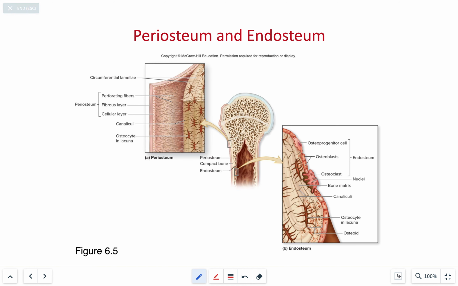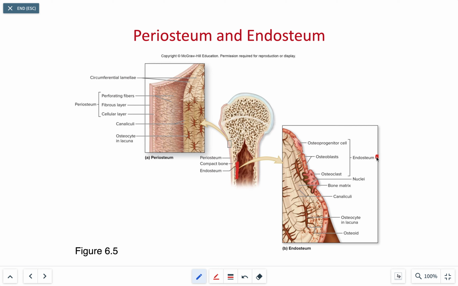So when we're looking at the endosteum and the periosteum, we're going to start getting into some of the cells. First, we'll look at the endosteum. The endosteum, we're going to be looking in the red bone marrow. So we have a periosteum layer, or an outer covering, and then we have a series of compact bone, and then we have the endosteum. There's a blown up picture over here on the right side.